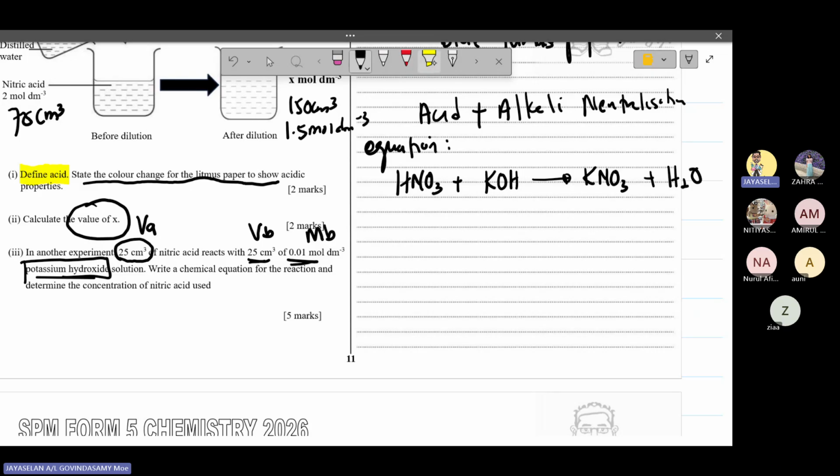Check whether the equation is balanced or not. Check potassium, left and right: 1, 1. After you check the potassium, check the hydrogen. Here, how many hydrogen? 2. Here, 1 plus 1, 2. So the equation is balanced. Understand? And you know already this is what reaction? Neutralization, right? Write down the formula for neutralization. What is the formula for neutralization? MAVA over MBVB equals a over b. Understand? Put some effort and memorize.